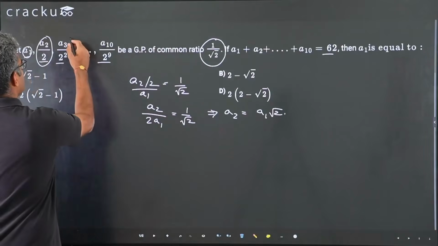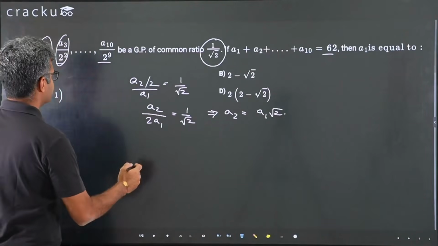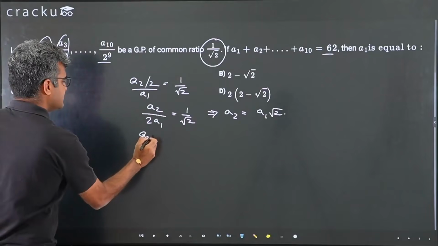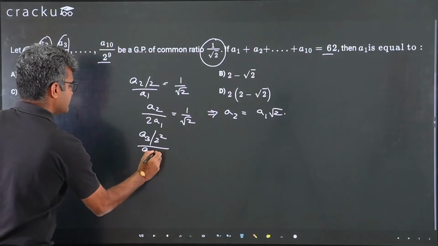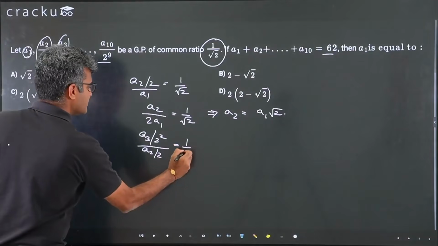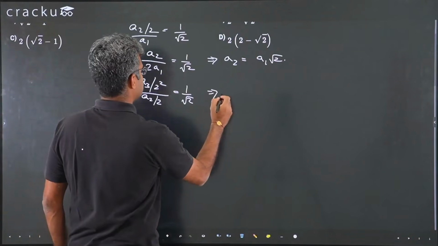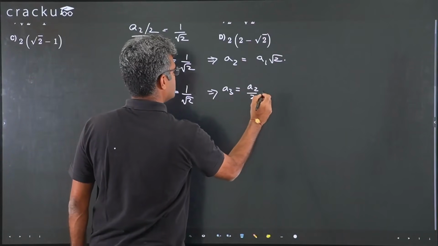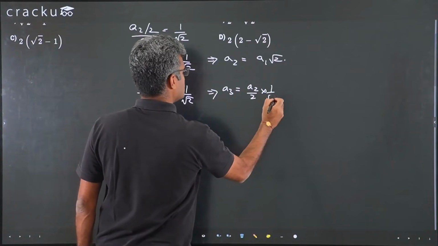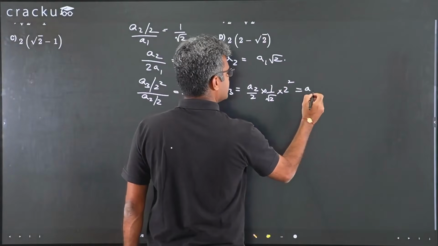Similarly, if you look at the third term and the second term, we'll get the exact same thing. If you want, we can try it out. a3 divided by 2 square divided by a2 divided by 2 is equal to 1 by root 2. This would imply that a3 is equal to a2 by 2 into 1 by root 2 into 2 square, which is equal to a2 root 2.